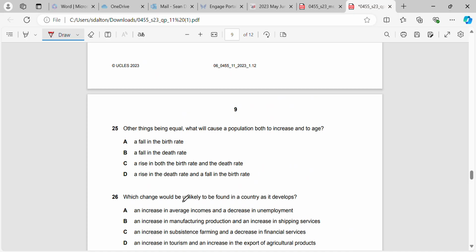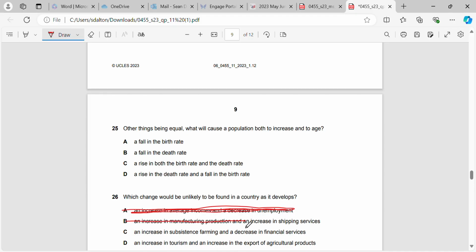Okay, what change would be unlikely to be found in a country as it develops? So would it be an increase in average incomes and decrease in unemployment? That would definitely be likely to be found. As they develop, they're getting richer, people will have more money, and more jobs will be created. Would it be an increase in manufacturing, production, an increase in shipping services?